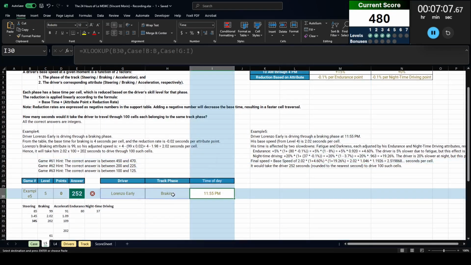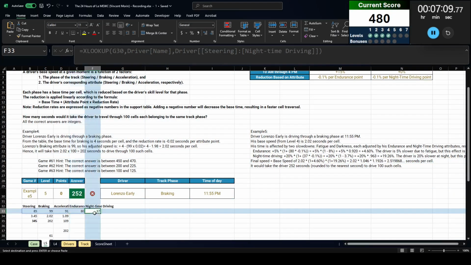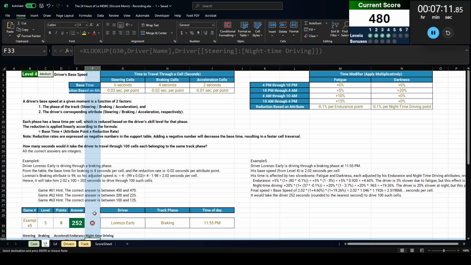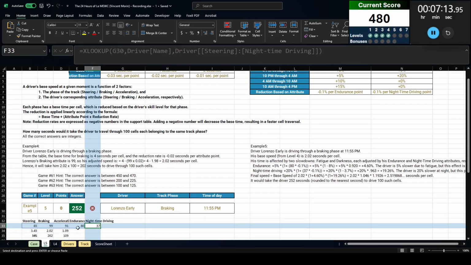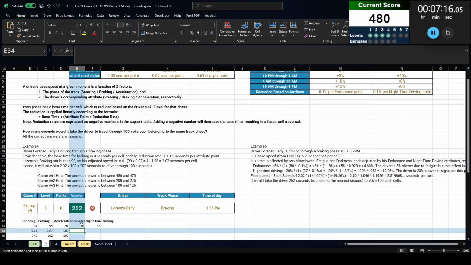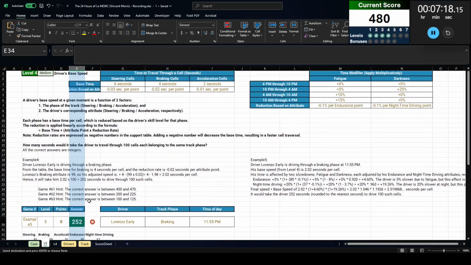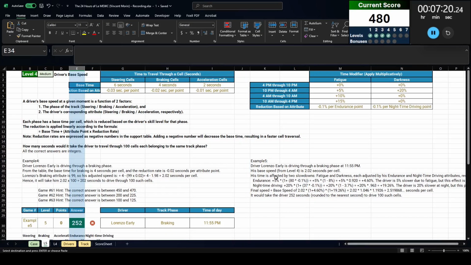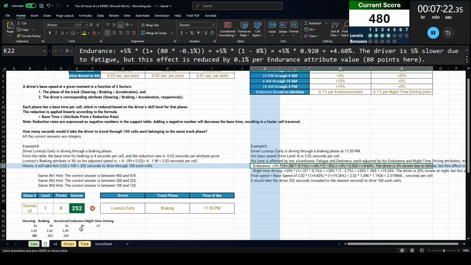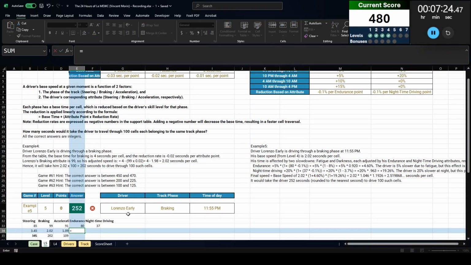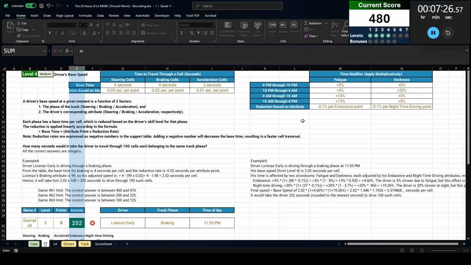So we have a time of day, we have a track phase, we have a driver. So we have endurance, nighttime driving. So we need an endurance effect. And the endurance effect is going to go here. So let me take very good care. I'm going to try to follow what we have here, but then write it in here. So it is equals, oh, we need to get the percent.